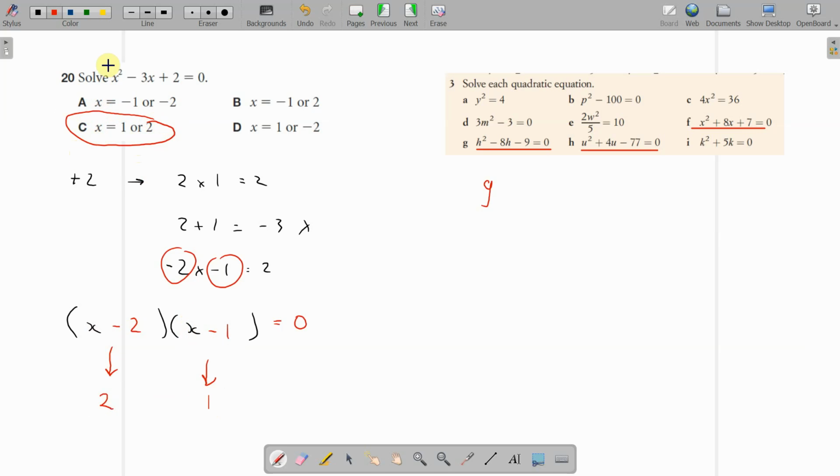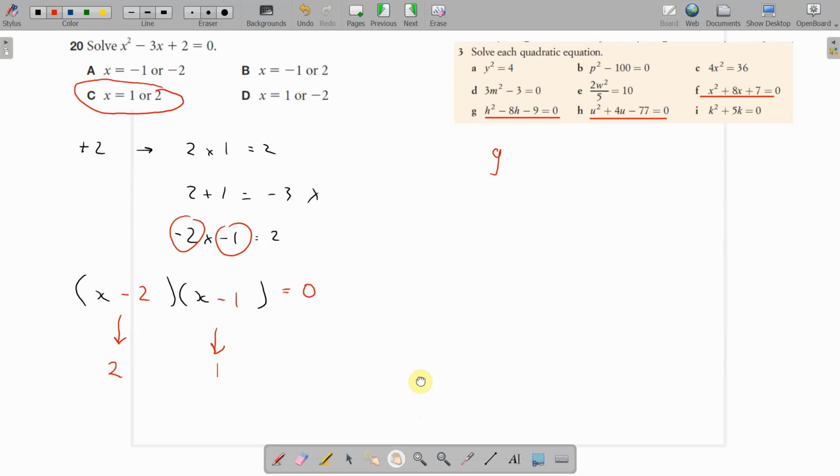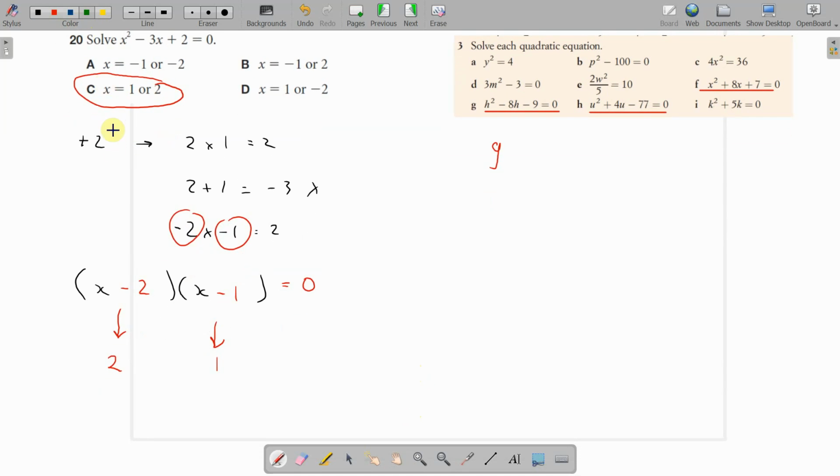And if we sub that back in here, let's do that. Do the 2 first. 2 squared minus 3 times 2 plus 2 should equal 0. 2 squared is 4, minus 6 is minus 2, plus 2 is 0. Correct. Okay, let's put in 1 up here. 1 squared minus 3 times 1 plus 2. 1 minus 3 is minus 2 plus 2 is 0. Correct. So 2 and 1.